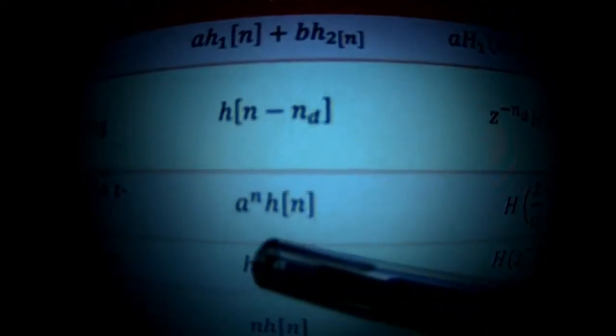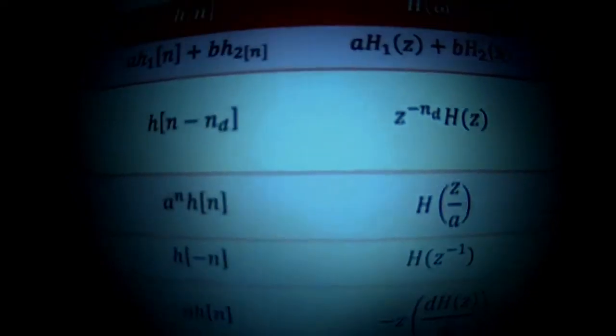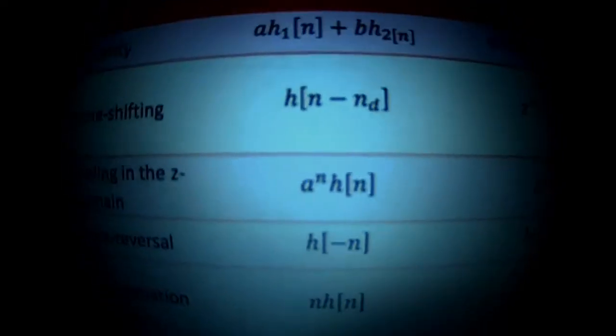You have an a^n on the front, so you just take the a, put it below on your z transformation, just below z, and you're done. It's as simple as that. No need to worry about it.